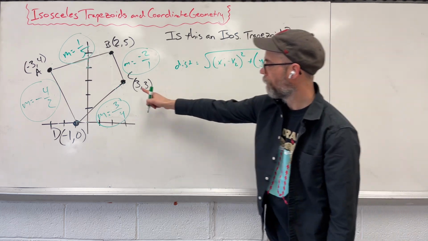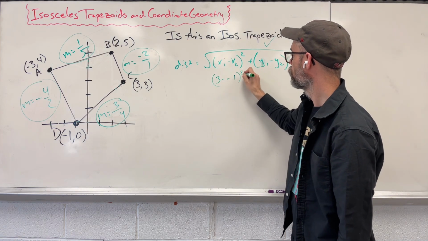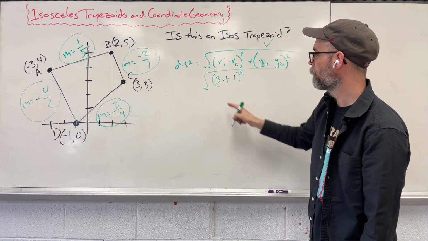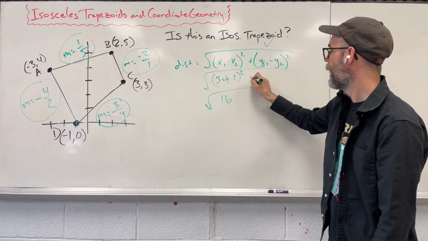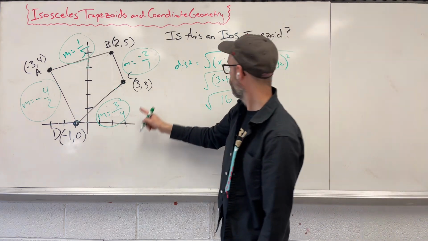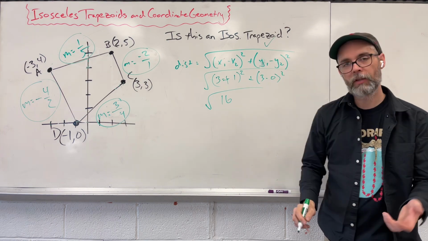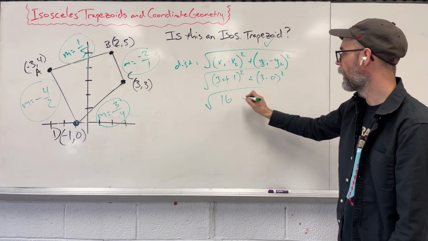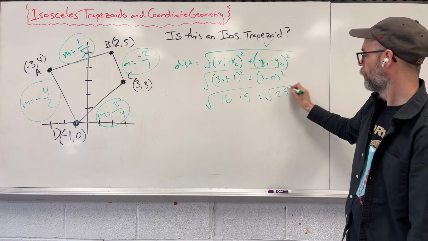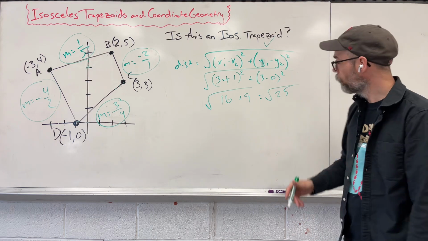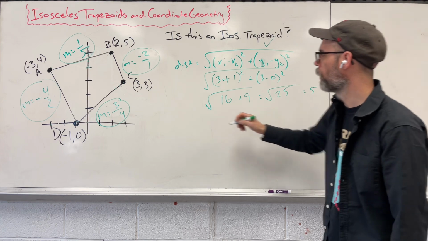So my x's, I have 3 minus negative 1, square it. That gives us a plus in the middle. 3 plus 1 is 4. 4 squared is going to give us 16. And our y's, 3 minus 0. Square that, 3 minus 0 is 3. 3 squared is going to give us 9. So this gives us a square root of 25. I could go further with that and say that equals 5, but this is good enough if it's not a perfect square.